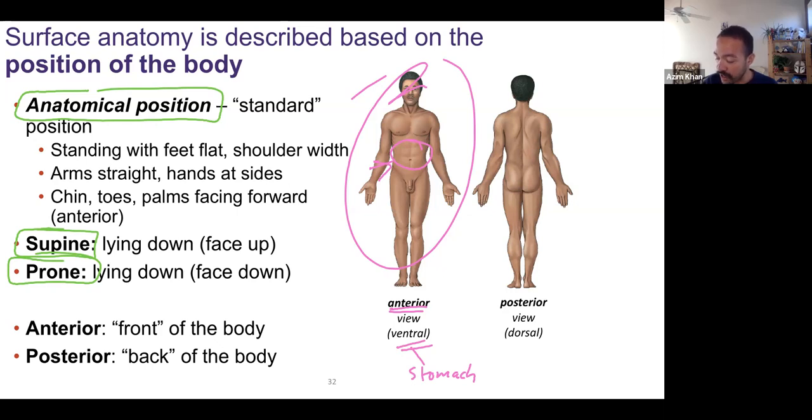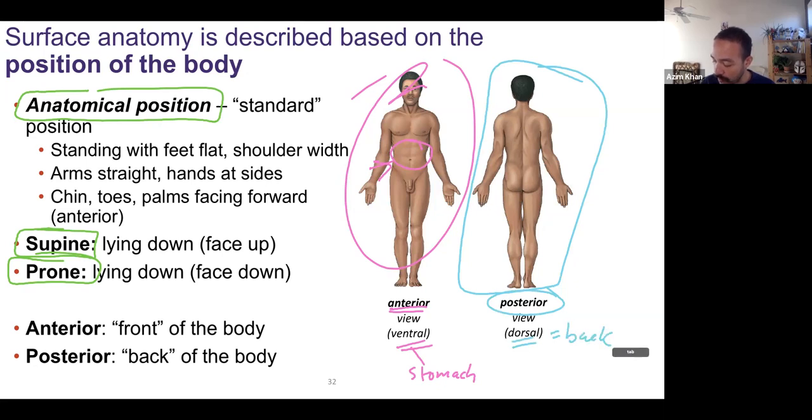On the posterior side, the back side, that's the term for backside, posterior. Another word for that is dorsal. Dorsal means back. So anterior is the front side, posterior is the back side. For humans, ventral and anterior are synonymous. Dorsal and posterior are synonymous.